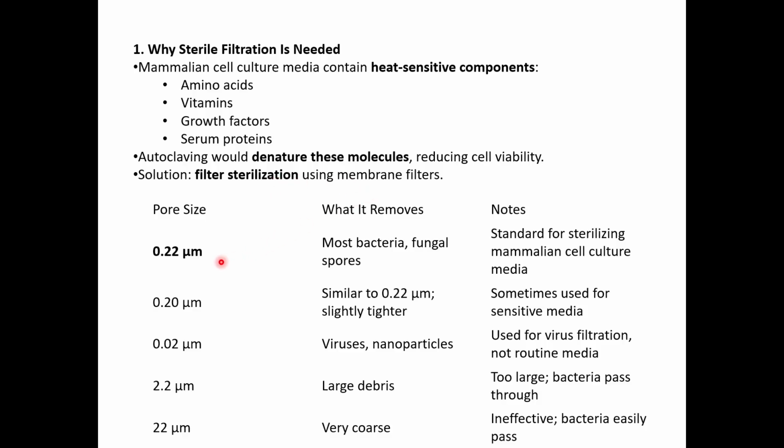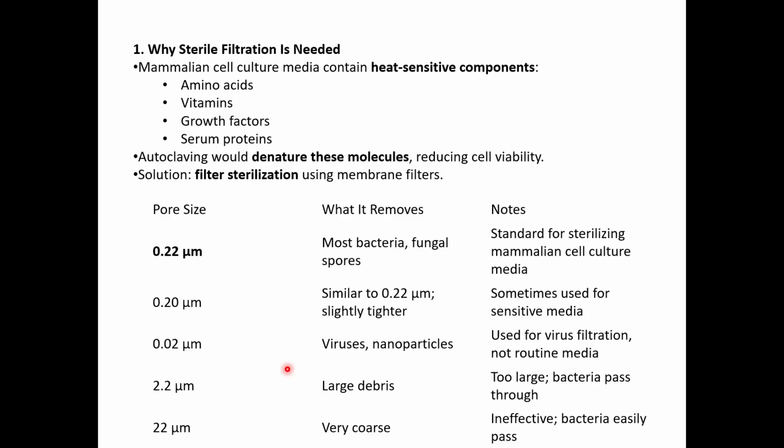The filter pore size that is used is very important. The 0.22 micrometer filter size is the one where most bacteria and fungal spores are eliminated. So it is standard for sterilizing mammalian cell culture media. 0.1 is similar to this but slightly tighter. It has a smaller pore size and is sometimes used if you want extra care and you want to use it for more sensitive media.